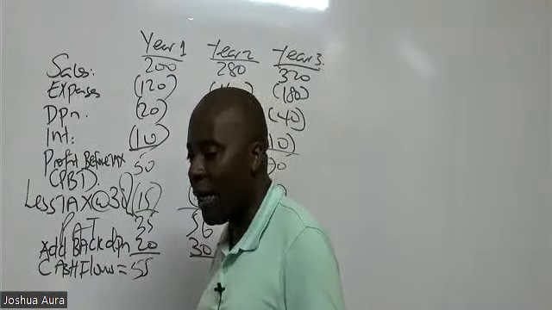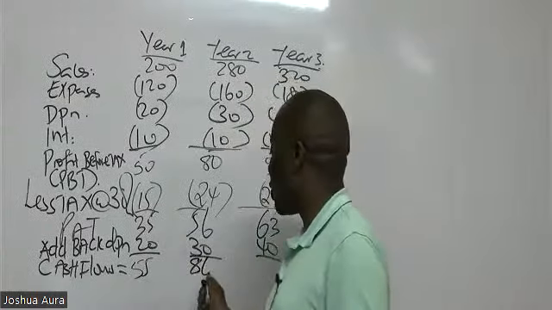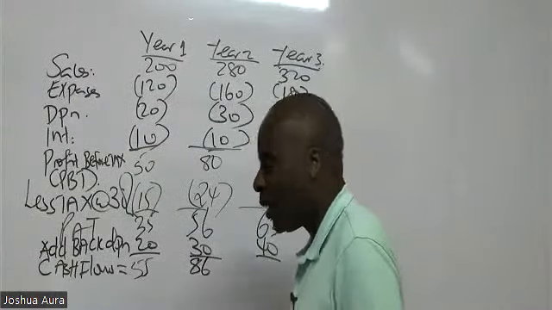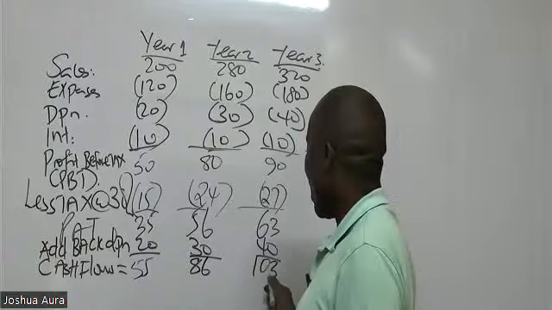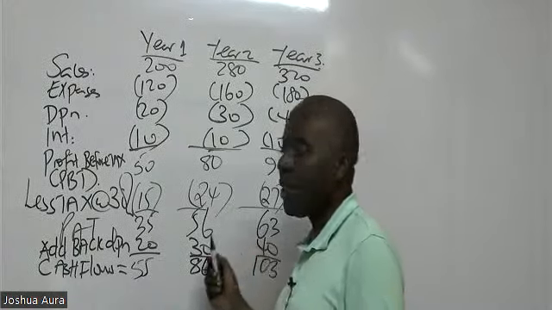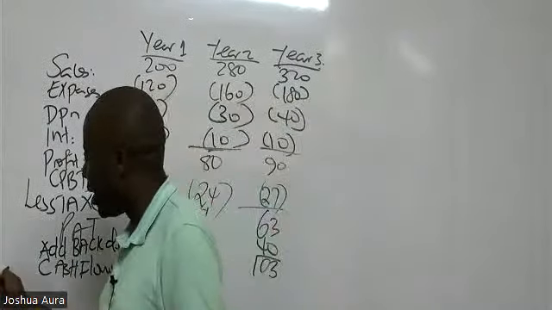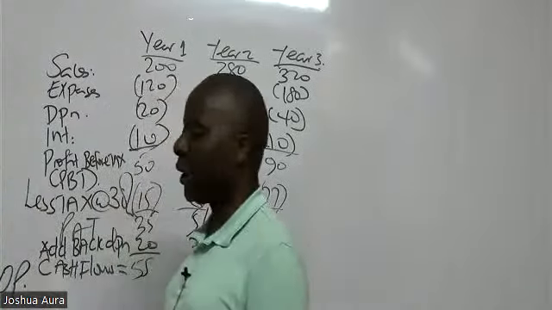Then we have 86. And then we have 103. Now, these are the operational cash flows. Please write it up right there: operational cash flows.